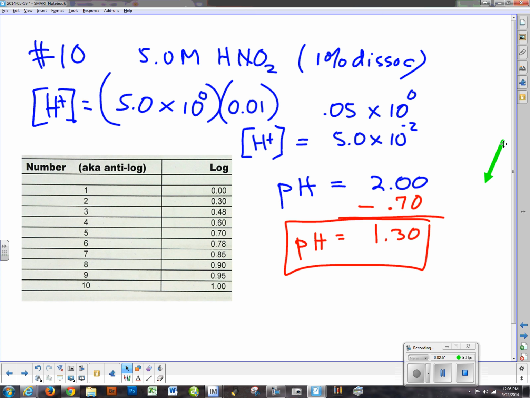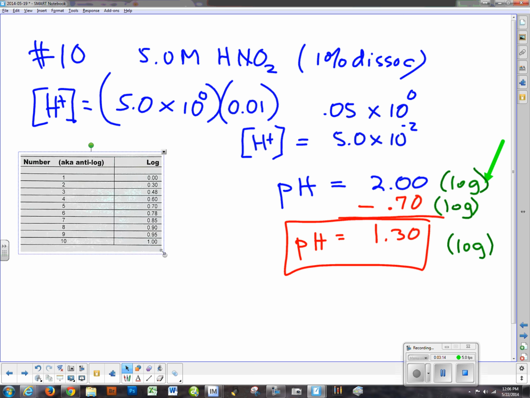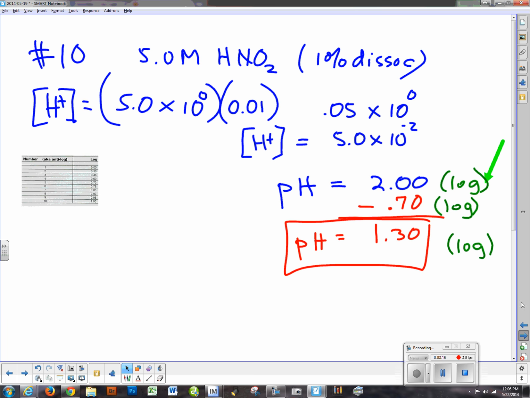See, both of these are logs. Right, both of those are logs. And again, down here, pH is a log. Okay? Not exactly like a normal number, but we treat it that way for most purposes.